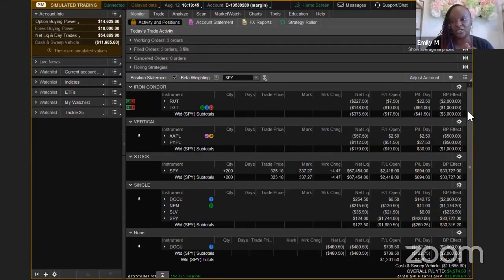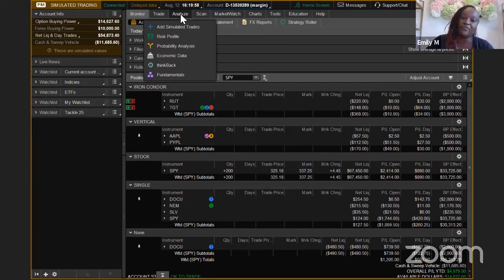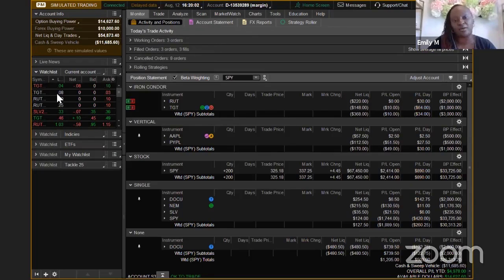Once you do all of that, the next thing is, okay, let's start looking at these trades and figure out what I need to do in terms of adjusting. When I'm doing this, I'm usually going to toggle between the monitor tab, the charts, and the analyze tab. So I want to make sure that my current account here is set so that when I toggle over to the different tabs, it goes with it.